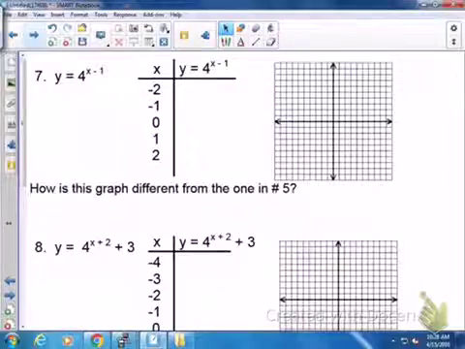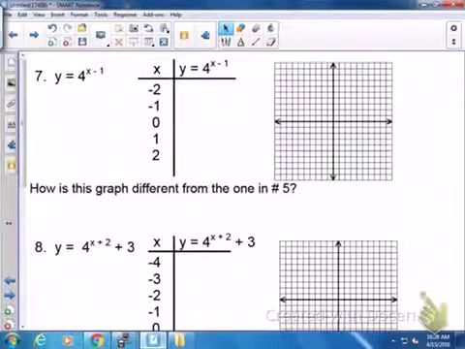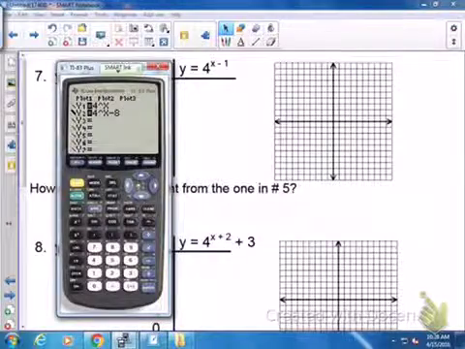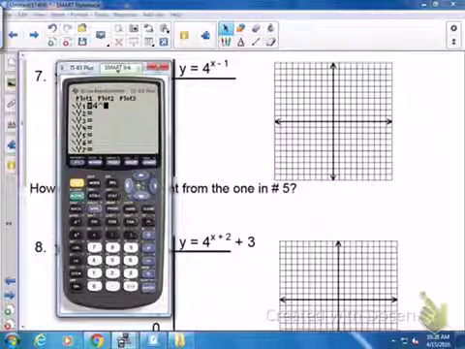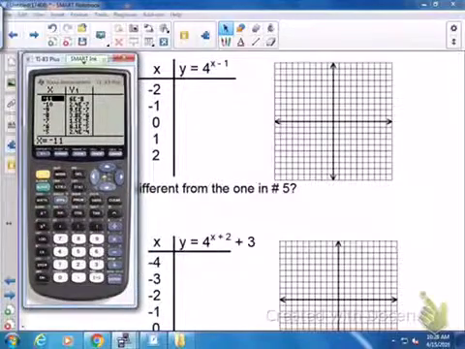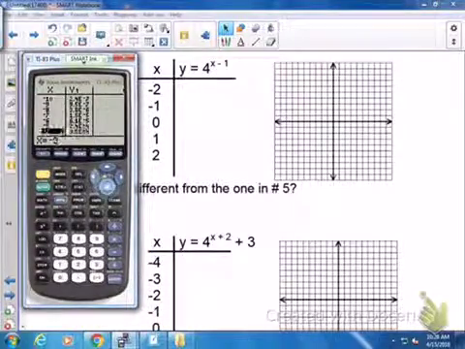Same sort of problem, except now I'm not subtracting 1 from the exponent. So let's get out our calculators, make sure we put this in right. Now I'm going to put in 4 to the, but since the -1 is from x, you need to open parentheses, put x minus 1. And let's look at the table. I want it from -2 to 2 again, so I'm a little bit high up here.